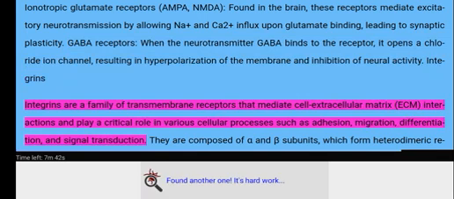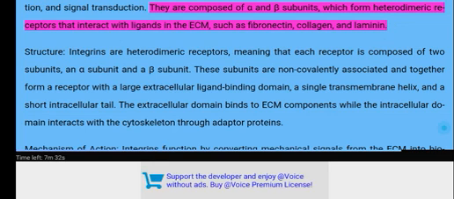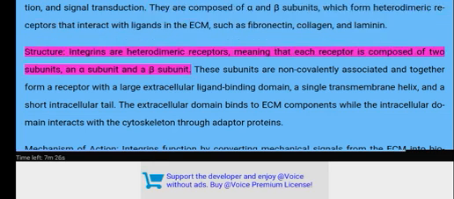Integrins. Integrins are a family of transmembrane receptors that mediate cell extracellular matrix (ECM) interactions and play a critical role in various cellular processes such as adhesion, migration, differentiation, and signal transduction. They are composed of alpha and beta subunits, which form heterodimeric receptors that interact with ligands in the ECM, such as fibronectin, collagen, and laminin.